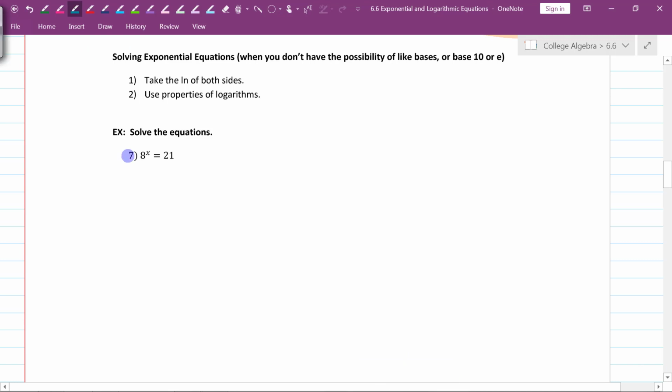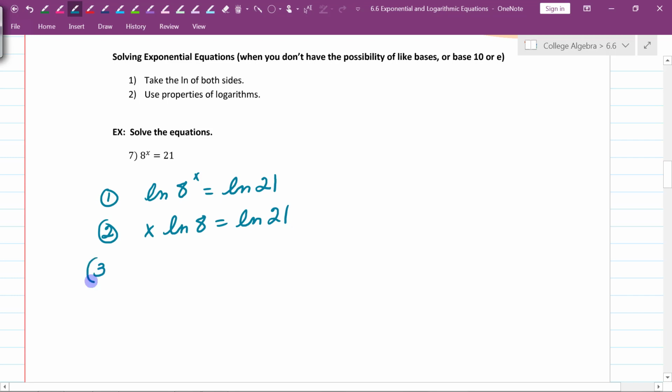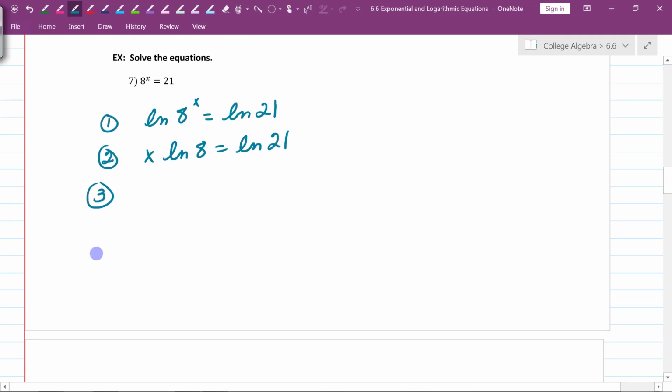Problem 7. The first thing I want to do is take the natural log of both sides. So I'm going to say the natural log of 8 to the x is equal to the natural log of 21. I've done the same thing to both sides, so I'm keeping the equations equal. That was step 1. Step 2, we're going to apply the power rule. So we're going to have x natural log of 8 is equal to the natural log of 21. Step 3, solve for x.